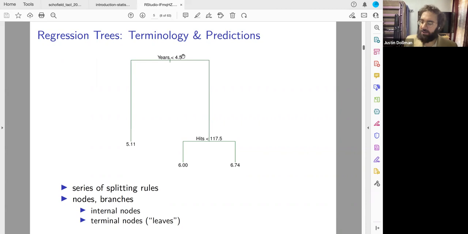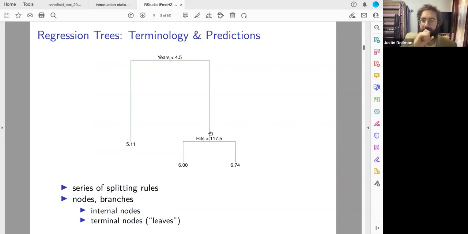Some of the things that we note: at each internal node, there is a splitting rule. So basically, how is the data going to be partitioned? The very first one is years less than 4.5. And by convention, if this evaluates to true, you go to the left. If it evaluates to false, you go to the right.